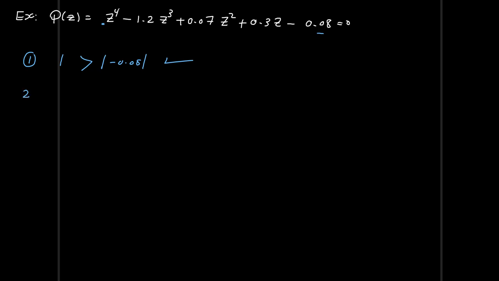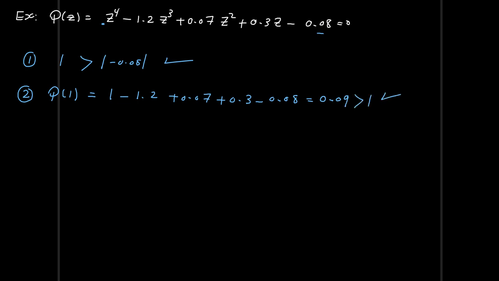Now let's check the second condition, which is q of 1, which will equal, now this will be 1 minus 1.2 plus 0.07, I'm substituting 1 instead of z, plus 0.3 minus 0.08. Now this, if we do the math, will equal 0.09, which is greater than 0. So the second condition is also satisfied. I need to check the third condition.